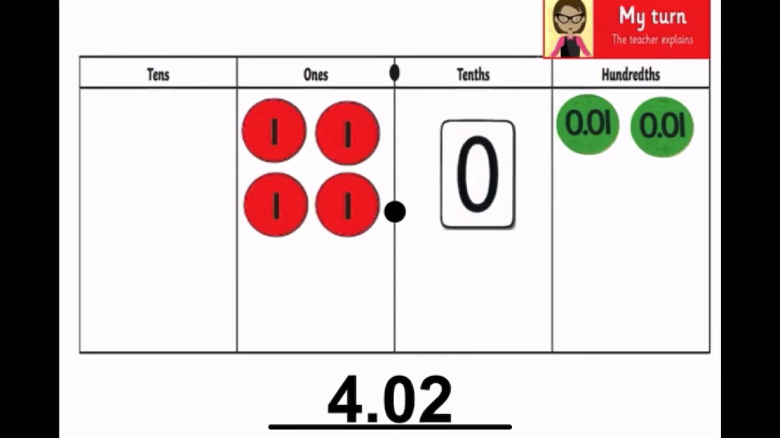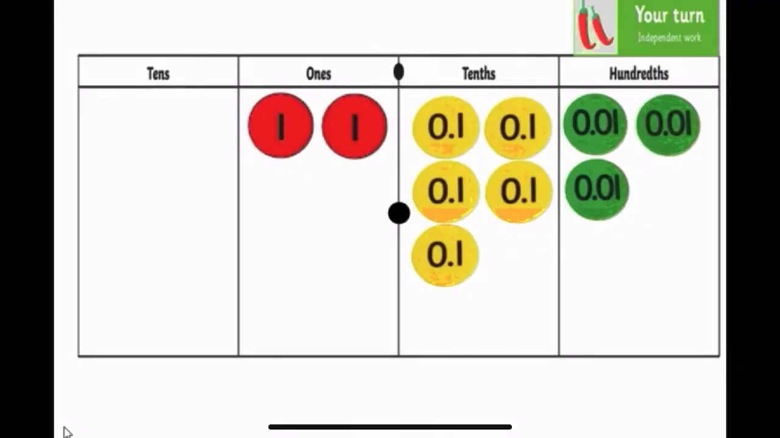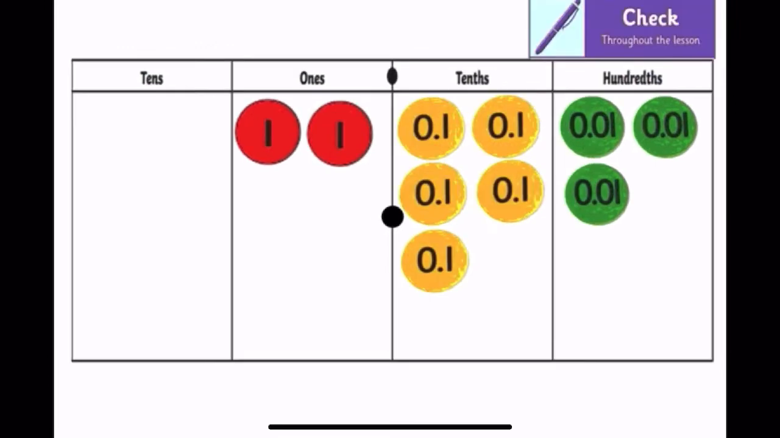Let's have a go at some your turns now. So pause the video and have a go at writing this as a decimal, and I'll join you in a moment to check your answer. So how did you get on with that then? So we can see in this one we've got 2 in the ones column, we need a decimal point, we've got 5 tenths, and we've got 3 hundredths, 2.53. Let's try another one.